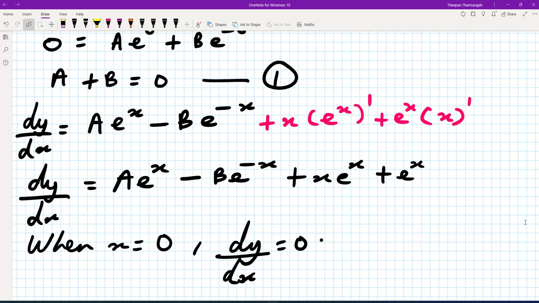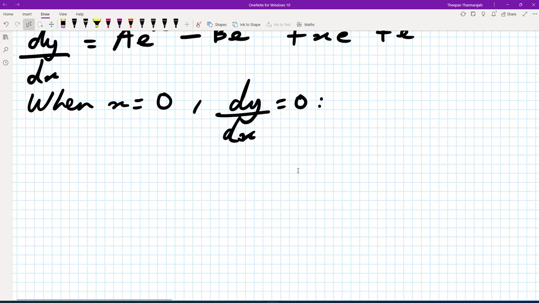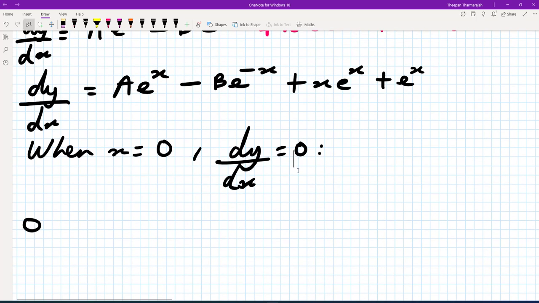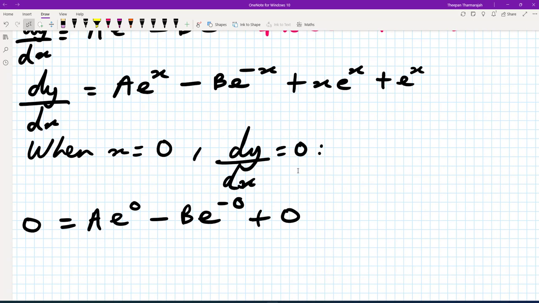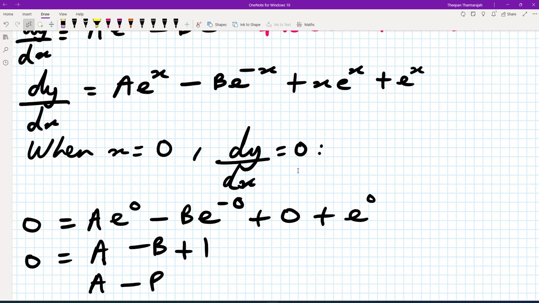So what we can say is that dy by dx is 0: a times, I'm just going to write e to the 0 here so you can see what I'm doing, b times e to the minus 0. Anything times 0 is 0, so x is 0, that goes to 0, plus e to the power of 0. So then what we end up with is 0 is a minus b, e to the 0 is 1, so we get plus 1. So our second equation really is a minus b is equal to minus 1, which is our second equation.